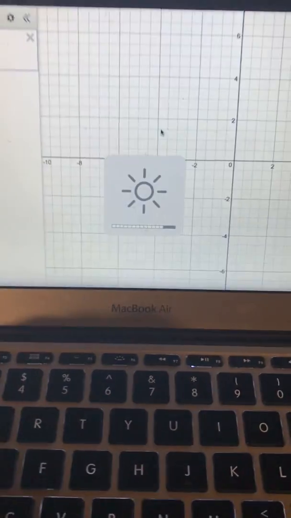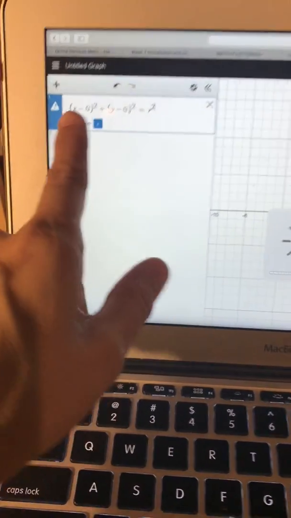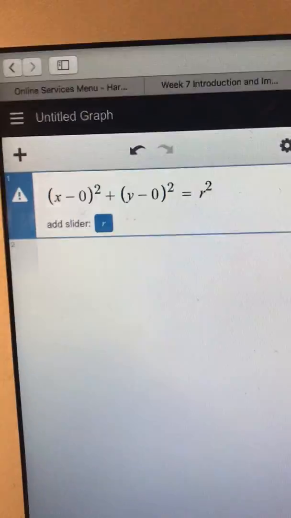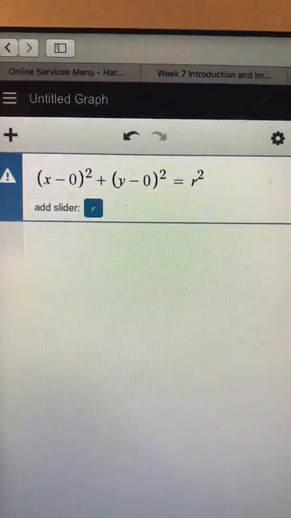Okay, so here I got my laptop. And I put in the generic formula we talked about in class. That's the generic equation for a circle.